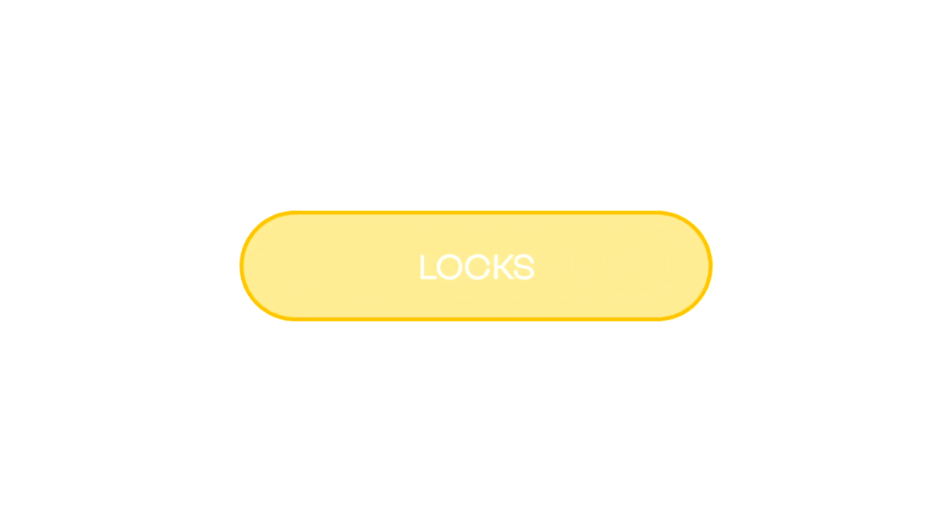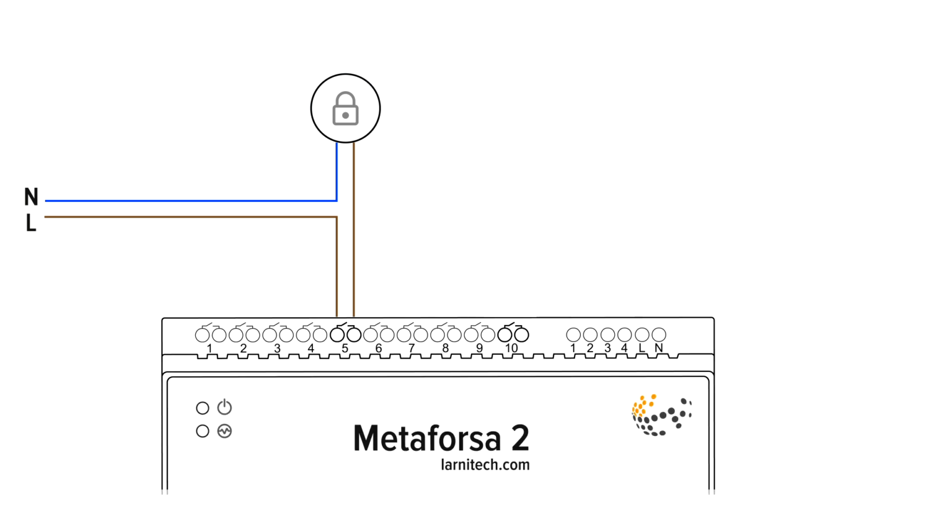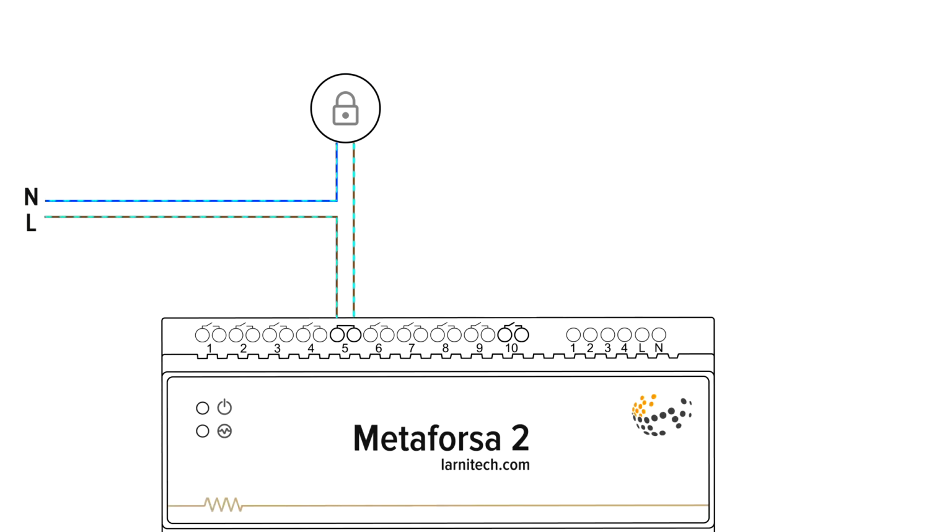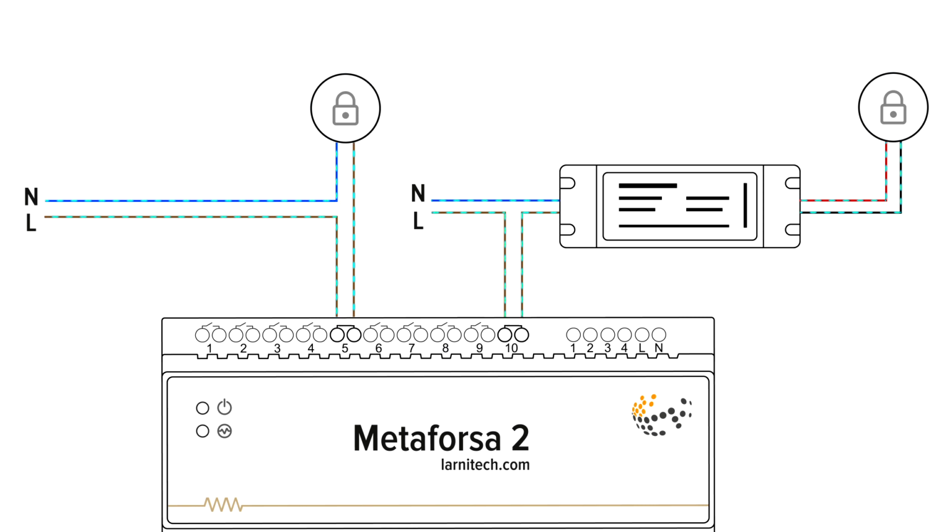Locks. Electronic locks operating at either 24 or 220 volts are connected similarly to lighting. Depending on the lock type, the module needs to be configured to provide an opening pulse of the required duration.